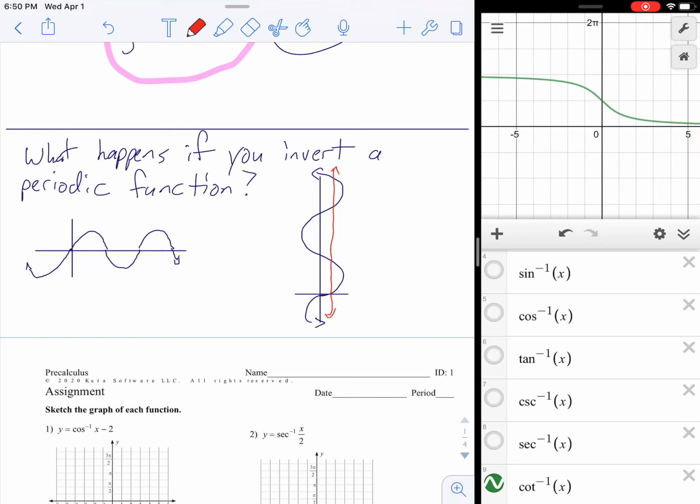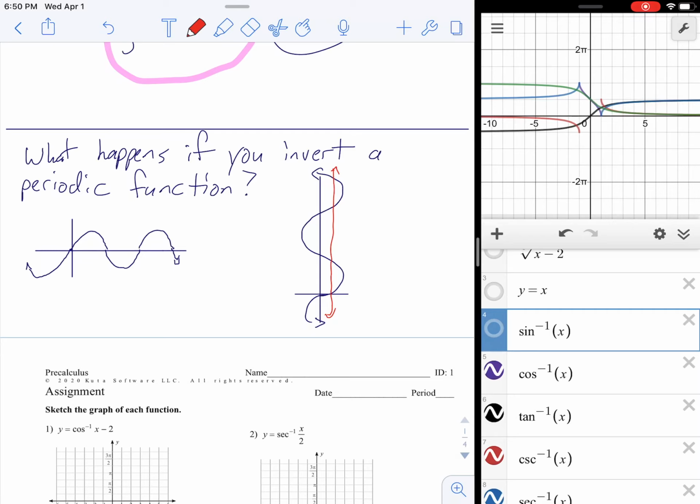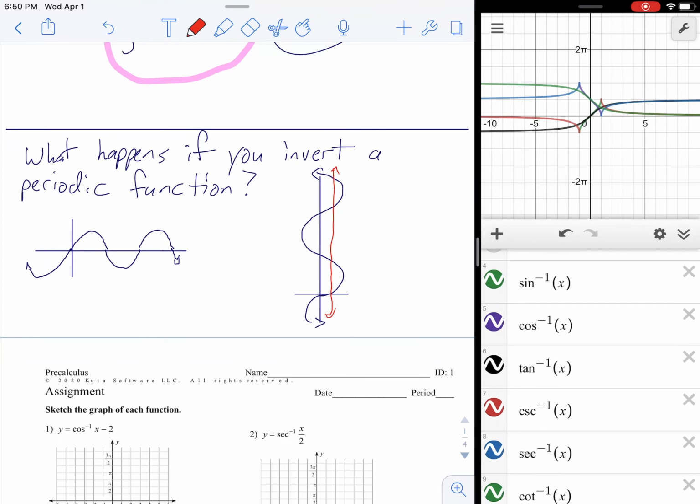Now, this has really nothing to do with anything, but when you graph them all at the same time, you get kind of a cool little shape there. I don't know if there's anything significant about that, but I think it looks kind of nifty. So yeah, take that for what it's worth.